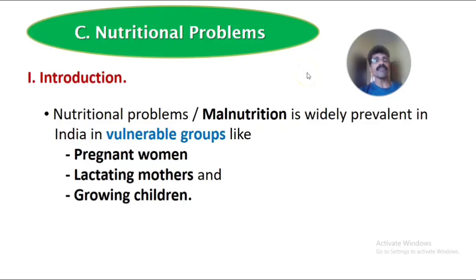Okay. The third major classification is nutritional problems in India. Nutritional problems or malnutrition is widely prevalent in India, especially in vulnerable groups such as pregnant women, lactating mothers, that is nursing mothers or mothers who breastfeed the babies during the postnatal period and after that. Then growing children, especially under 5 children and the adolescent, all have a lot of problems with nutritional deficiencies.